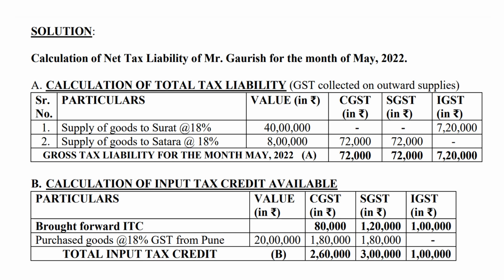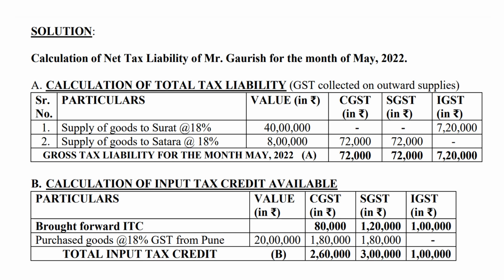Now we have to do the calculation of whatever purchases we have made or whatever services we have availed. In this problem, we have only the purchase of goods at 18% GST from Pune, but Pune is also in Maharashtra and Gaurish is also in Maharashtra. So this is again a case of intrastate. So on this 20 lakhs, 18% we have to take. So 9% will go in CGST and 9% in SGST. So 9% of 20 lakh is 1,80,000 in CGST and 1,80,000 in SGST. When you add up, we will get the total input tax credit.